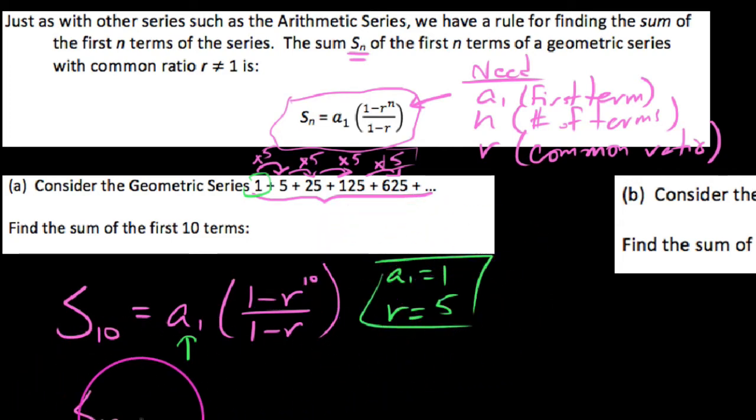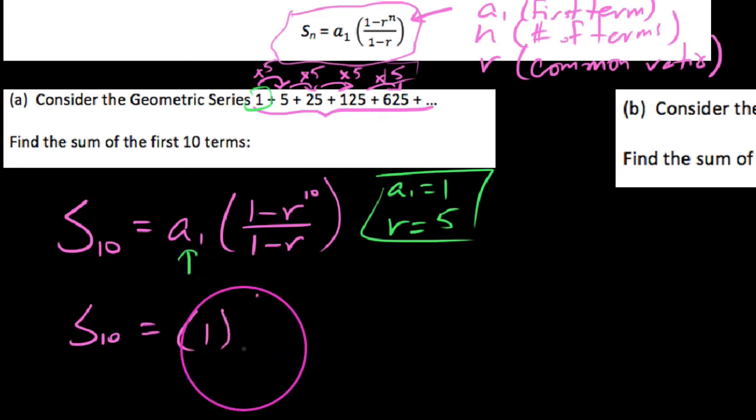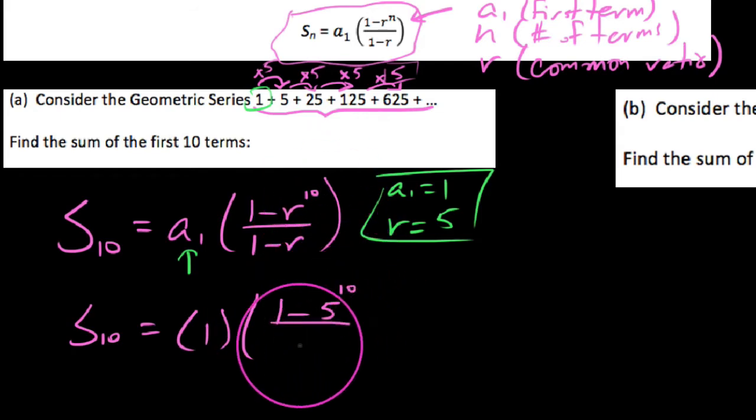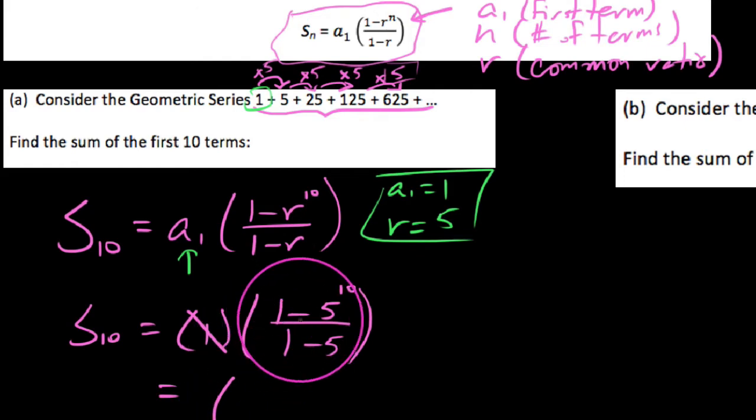To finish this out, what would happen if I added up the first 10 terms in this sequence? We get a1, which is 1, times 1 minus r, which is 5, to the 10th power, which is our n, all over 1 minus 5. And so this is our sum right here. We do need to clean this up. 1 times anything is itself, so I'm going to neglect this 1. On the top we get 1 minus 5 to the 10th over 1 minus 5.